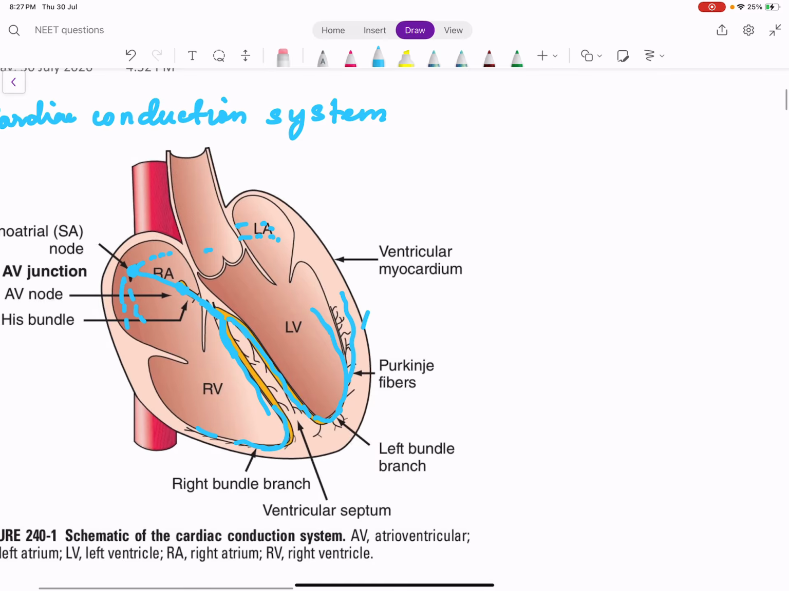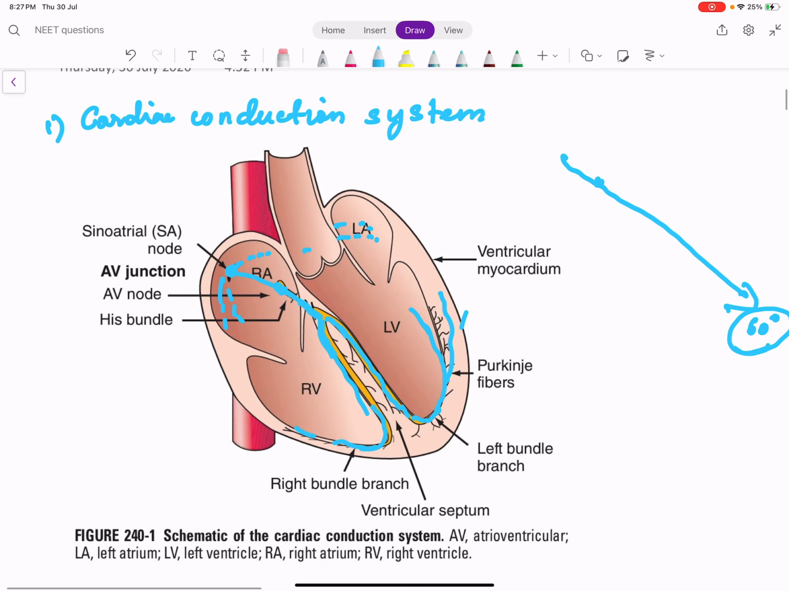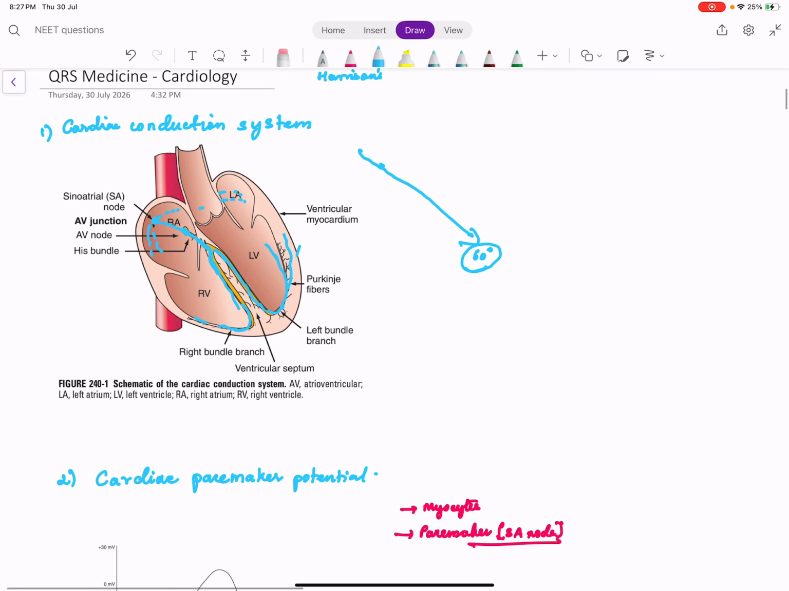One important applied part here is that from the SA node to the His bundle, this is how the vector direction goes. Just remember, the vector direction is 60 degrees. We will discuss it in more detail when we come down. So just know this basic system.